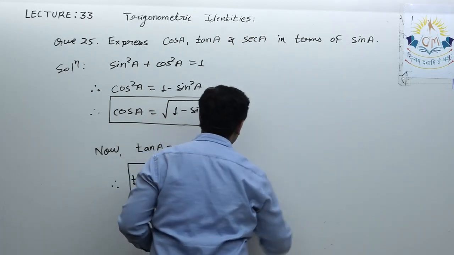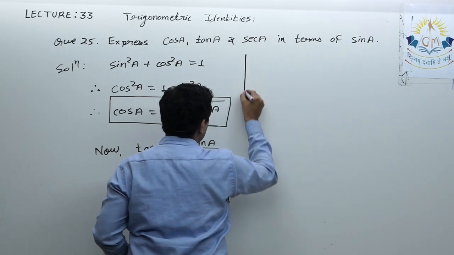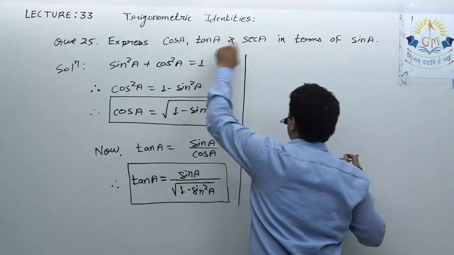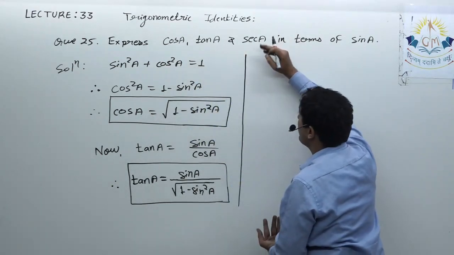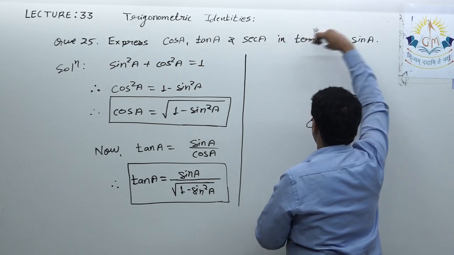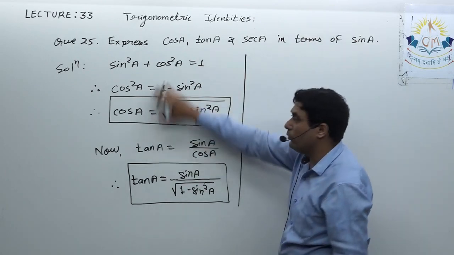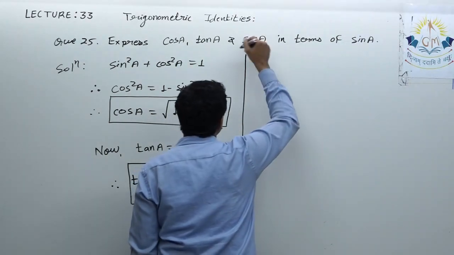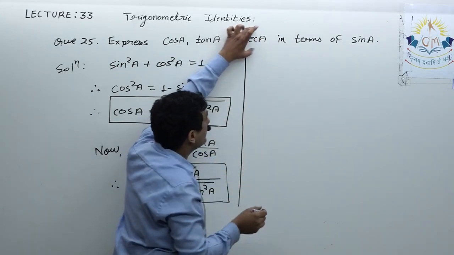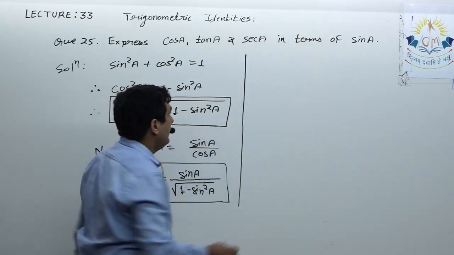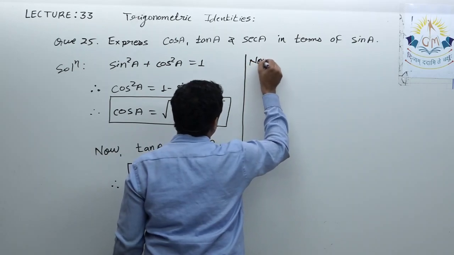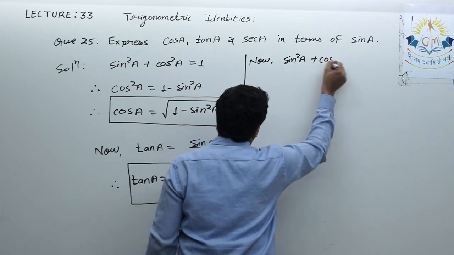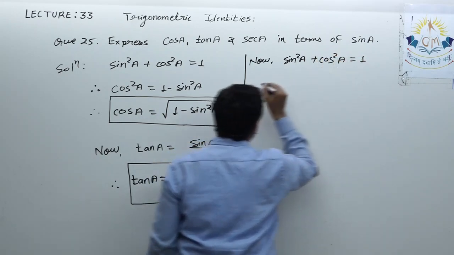But suppose they directly ask you that question. See, here the questions are interconnected. That means first I got cos, then I got tan, and then they are asking sec. But suppose they directly ask, find sec a in terms of sine a, then you have to do all these things. You can't take cos a equal to this directly. So I'm giving you the solution in such a way that if you get this question directly, you should be able to answer it. So now we'll write sine square a plus cos square a is equal to 1.